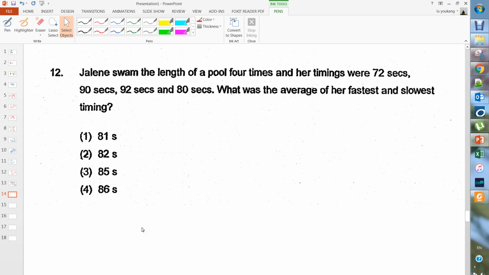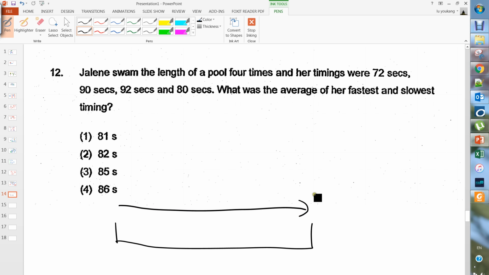Okay, good. So here it says the length of pool 4 times and the timing. So that means you have a swimming pool. And then she swam the length of a pool 4 times. Meaning, you know what is 4 times? 4 times means what? So the first time is? So this is first. And then the second time. Then the third. Then the fourth.